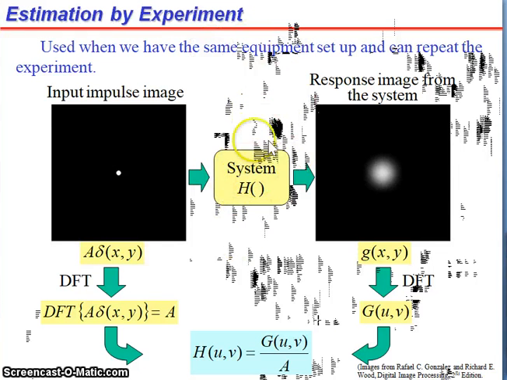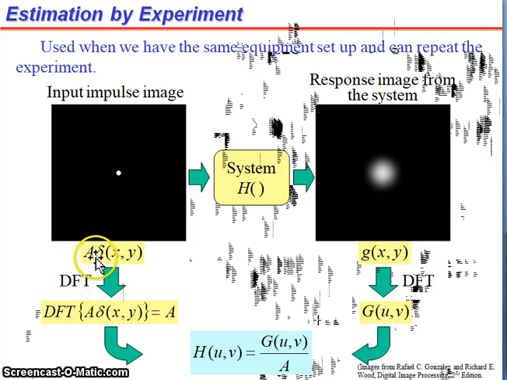Here, consider one system, that is h of x comma y or h of u comma v. Apply one input impulse image, the input impulse image, which is said to be delta of x comma y.